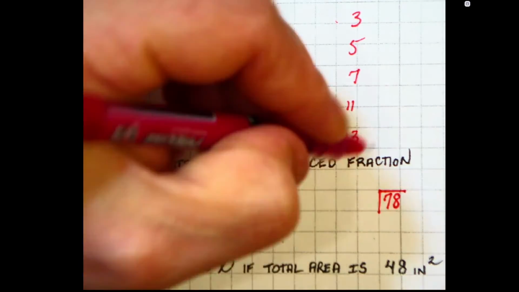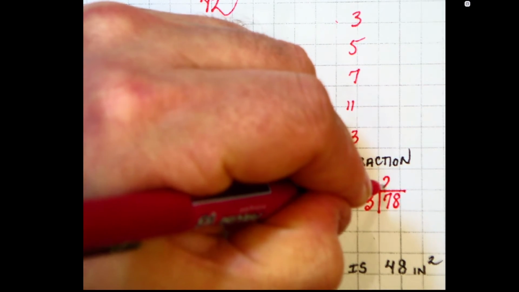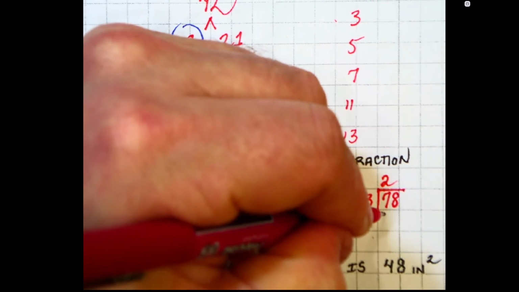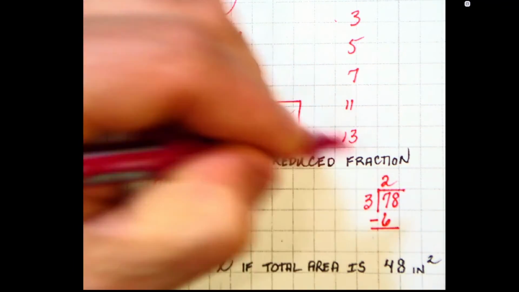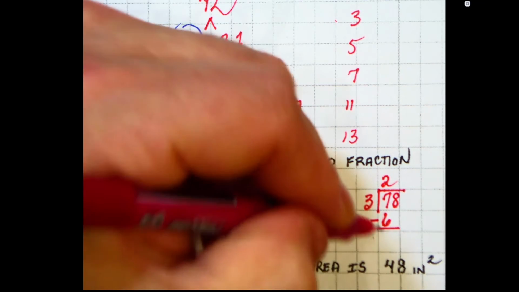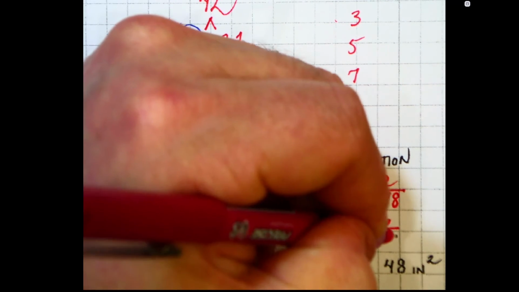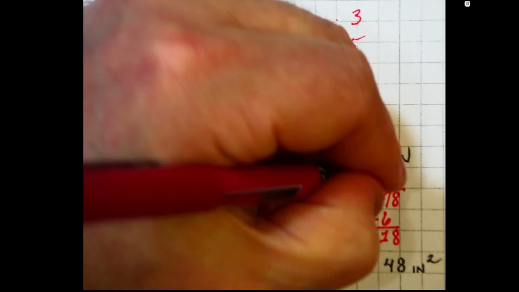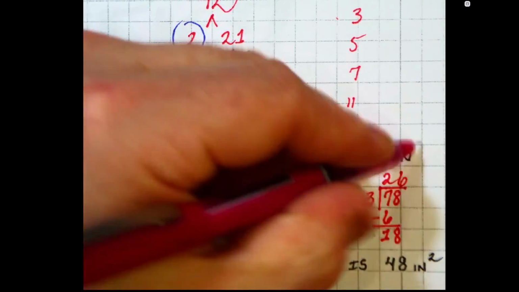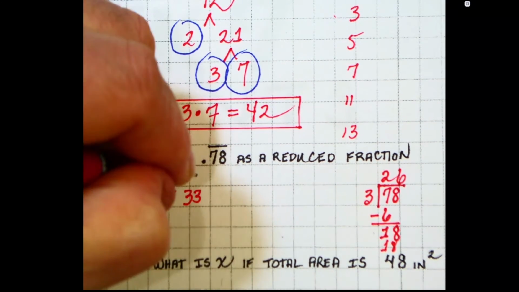Because we can divide. All right? 78 divided by 3. Well, 3 goes into 7 2 times. 2 times 3 is 6. Okay, get that Spanish going here. 7 minus 6 is 1. And then I bring down the 8. Well, 3 goes into 18 6 times. 6 times 3 is 18. There's no remainder, so it's 26. All right?